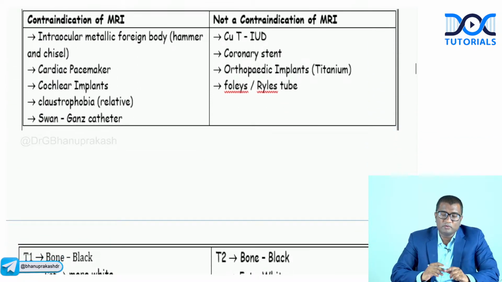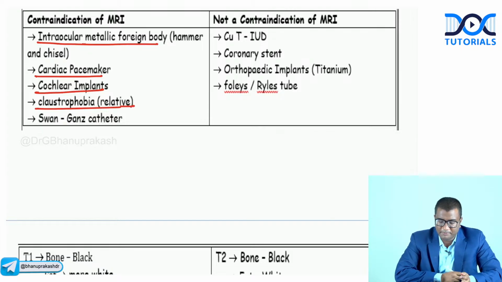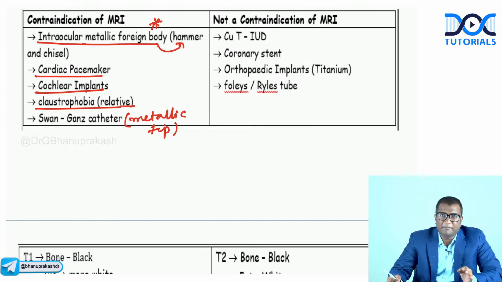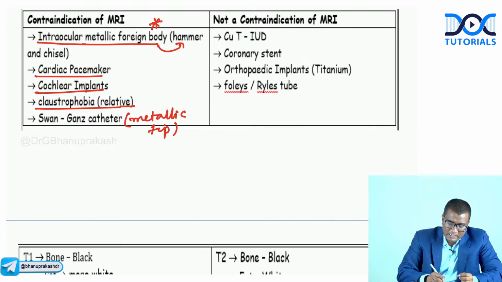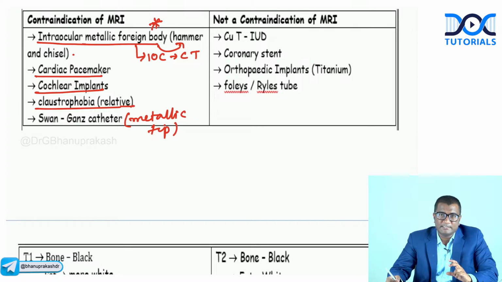Next, coming to contraindications of MRI. Remember, any ferromagnetic compounds like intraocular metallic foreign body, cardiac pacemaker, cochlear implants, any patient with claustrophobia. Swan-Ganz catheter has a metallic tip, so even that is a contraindication for MRI. For an intraocular metallic foreign body, you will be given a history of a patient working with hammer and chisel. Whenever you have an intraocular metallic foreign body, the investigation of choice is CT. MRI is contraindicated. So any ferromagnetic substance, electrostimulatable devices, MRI will be contraindicated.